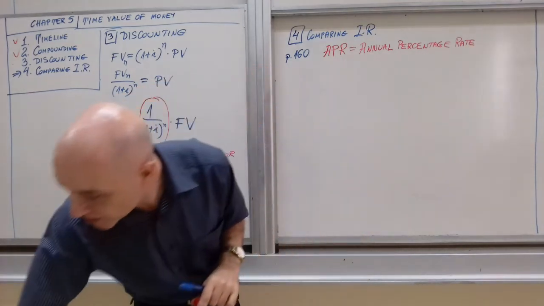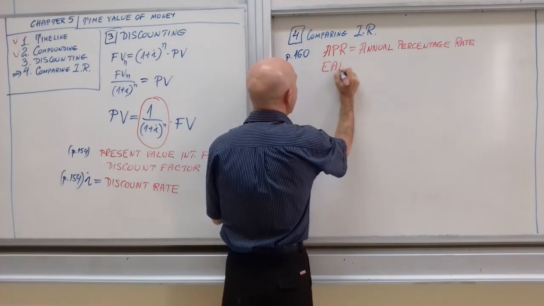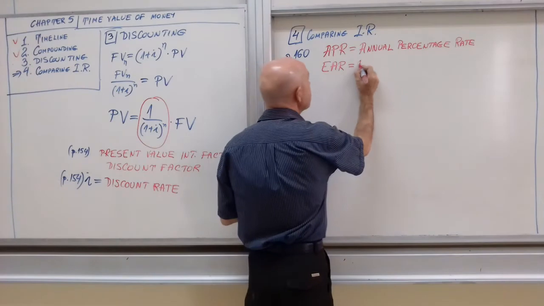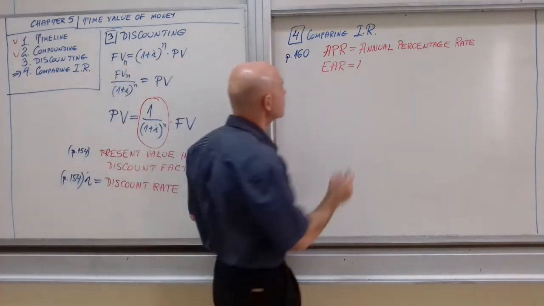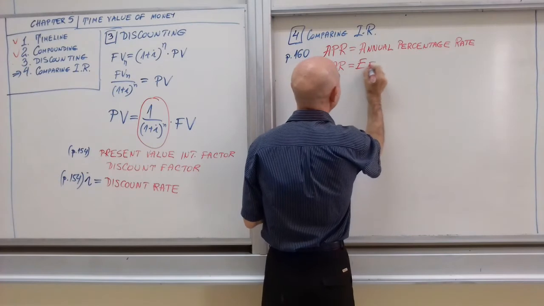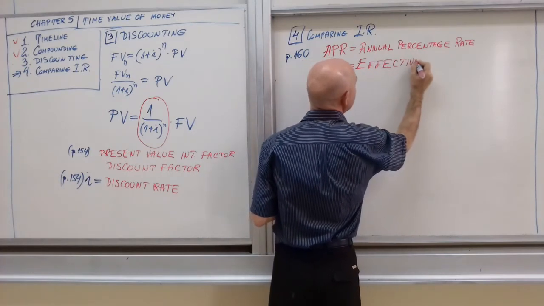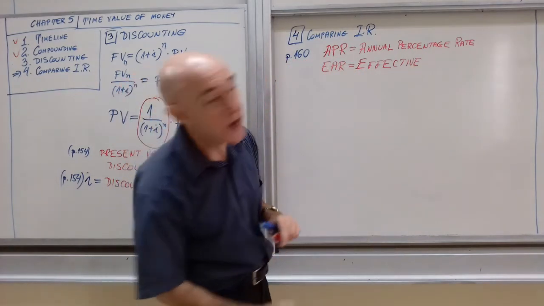And the other one is called PAR, which is? So it's got to be effective. Effective, what is next? Annual rate.